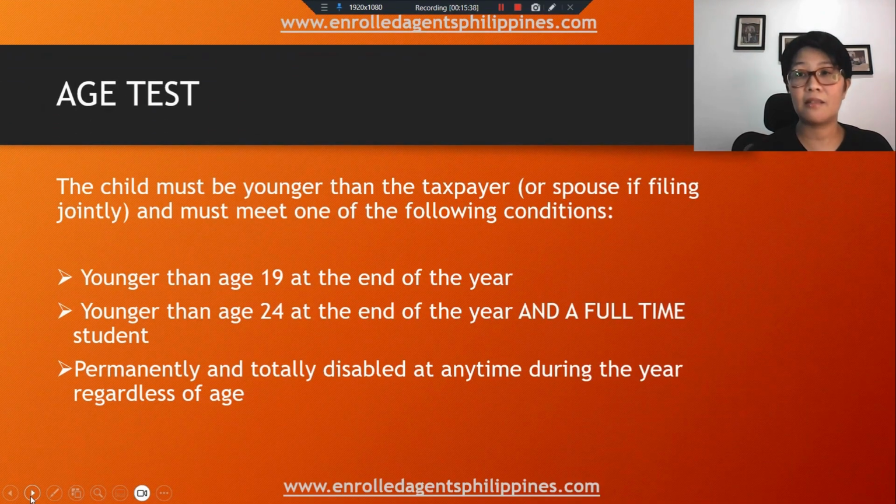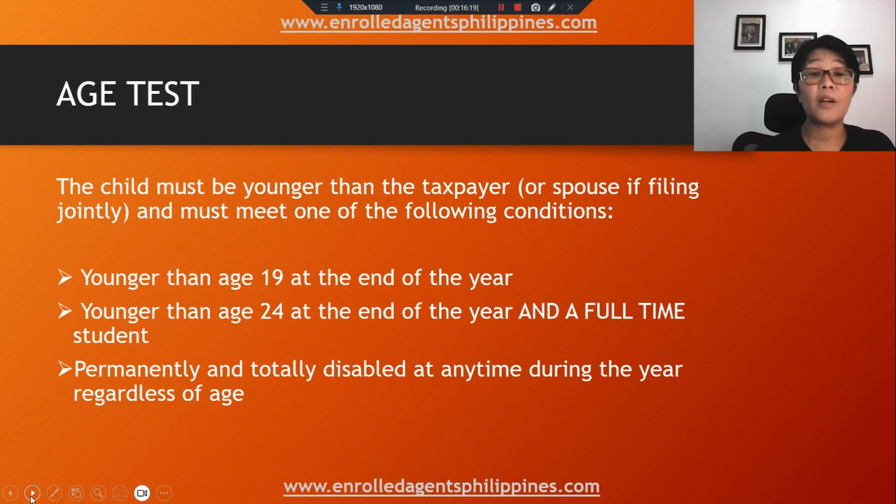Susunod, age test. Okay? The child must be younger than the taxpayer or spouse if filing jointly and must meet one of the following conditions. Okay, number 1, younger than age 19 at the end of the year. So, ibig sabihin lang niyan, dapat 18 ka. Younger than age 19 eh. So, kumbaga, pag nag-turn 19 ka, kunyari 18 ka nang umpisa ng taon, tapos nung birthday mo, December 30, nag-turn 19 ka, hindi na pwede yun. Kasi younger than age 19 at the end of the year.